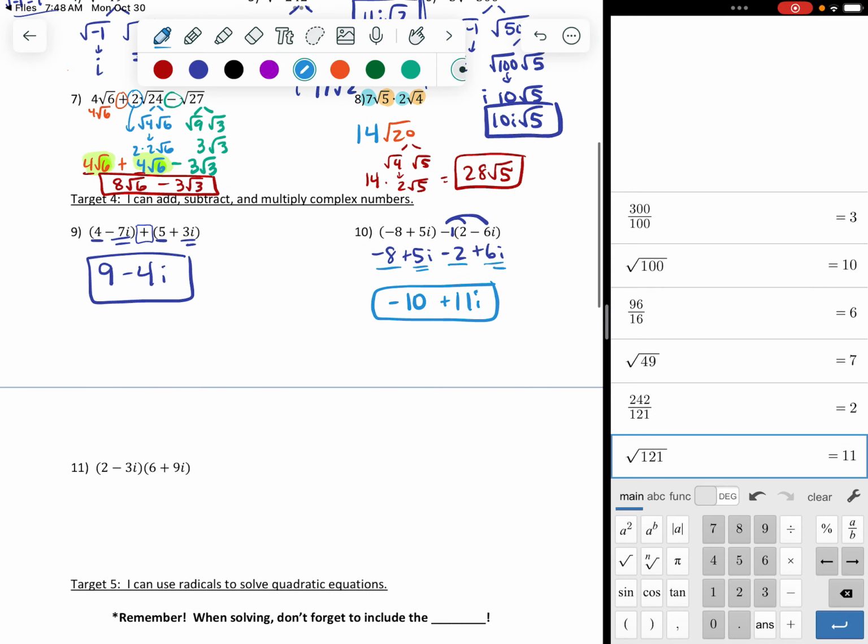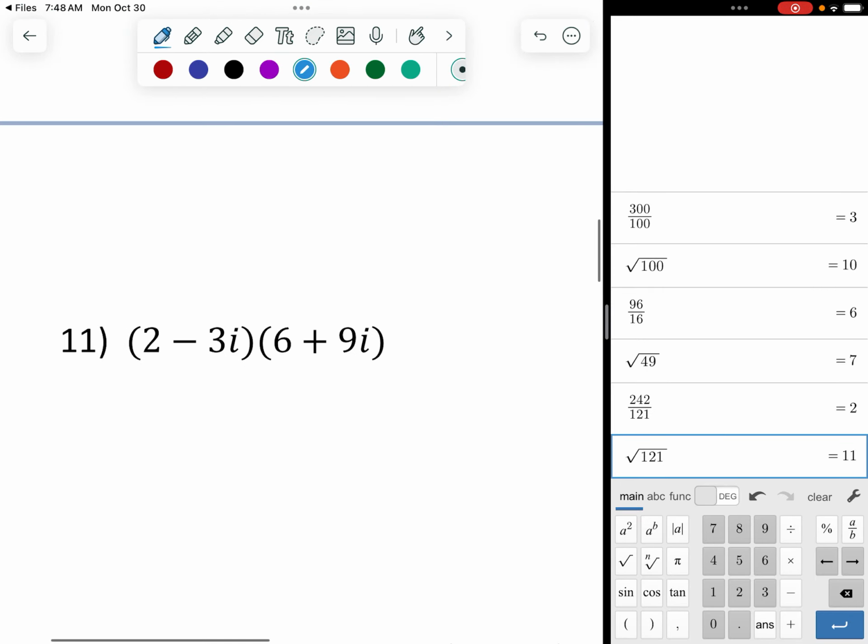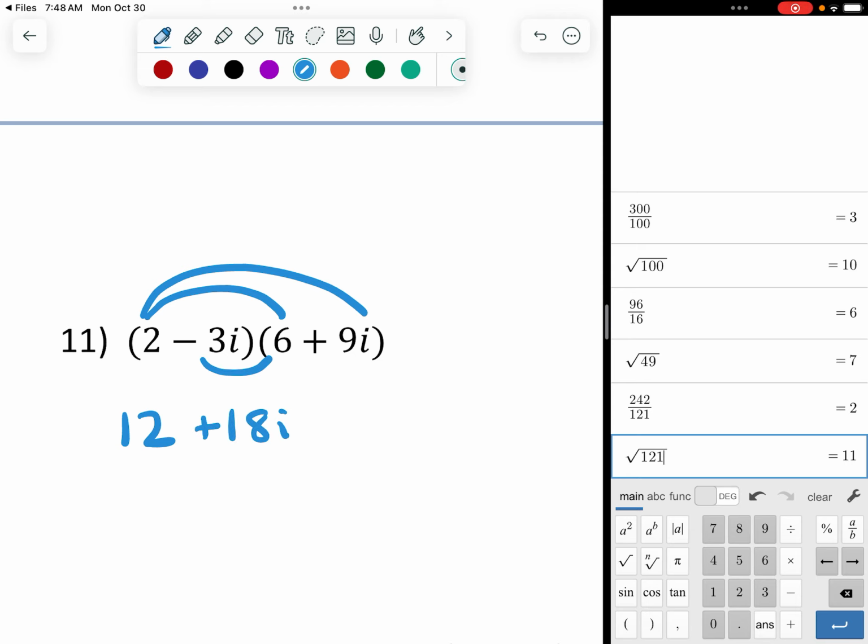Okay, the one where you do distribute is where there is nothing in between the parentheses here. This one means multiply everything. So 2 times 6, that's 12. 2 times 9i, that's 18i. Negative 3i times 6, that's minus 18i. And then negative 3i times 9i, that's minus 27i squared.